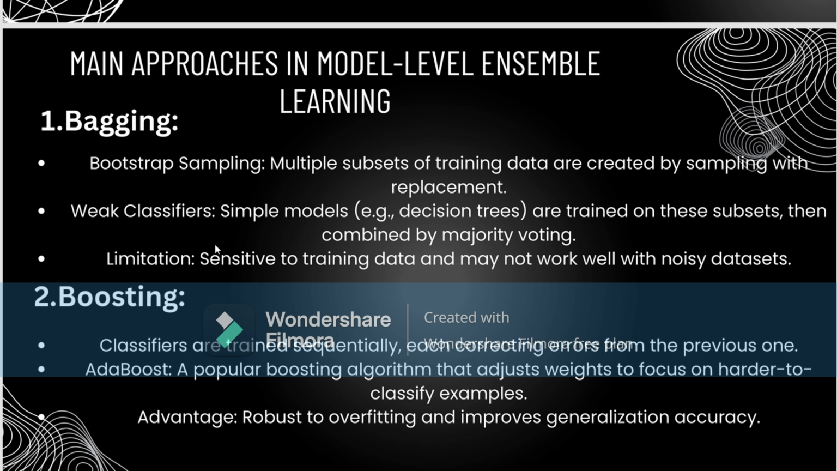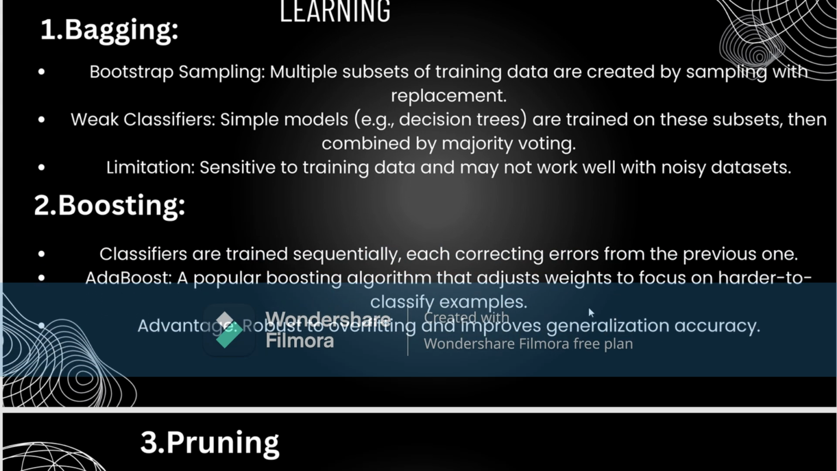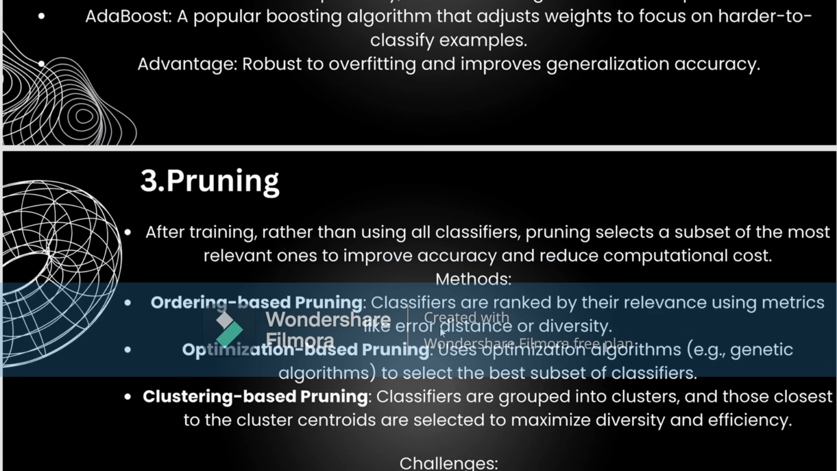And we'll go to boosting. Classifiers are trained sequentially, each correcting errors from the previous one. For example, we train on decision trees, and then the next, a regression one. Each will be learning differently. So finally, we can combine them. For example, AdaBoost, a popular boosting algorithm that adjusts weights to focus on harder to classify examples. Weights will be adjusted so that it focuses on hard to classify examples. Advantages are robustness to overfitting and improved generalization accuracy.